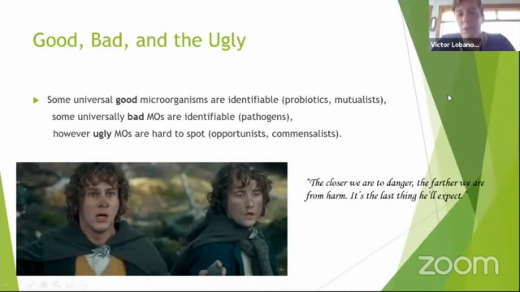So basically, we know that there are some organisms that are always good, and we call them probiotics or mutualists or plant growth promoting microorganisms. Some are universally bad, and those are obligate pathogens. If you think of a virus, for example, it needs to be a pathogen. It's the only way that it can survive. But the vast majority are ugly, in that they are opportunists or commensalists. Sometimes they're good, sometimes they don't really do anything.